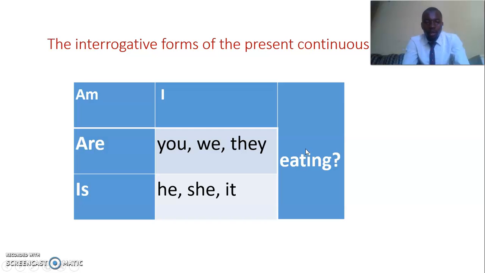And now the last one is the third person singular. Is he eating? Is she eating? Is it eating? And there again, as we are asking the question, we have to take into account that the accent is very important. The intonation is very important. So this is the interrogative form.